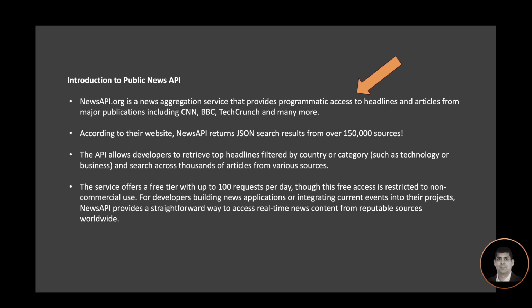So this API allows developers to retrieve top headlines filtered by country or category, such as technology or business, and search across thousands of articles from various sources. This service offers a free tier with up to 100 requests per day. Through this, free access is restricted to non-commercial use. For developers building news applications or integrating current events into a project, News API provides a straightforward way to access real-time news content from reputed sources worldwide.